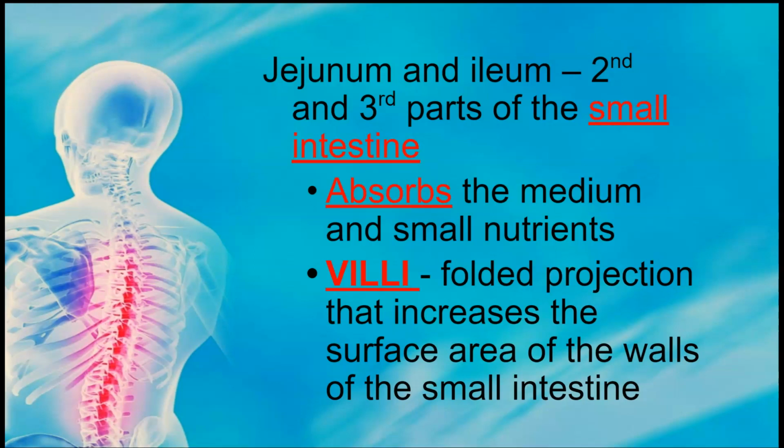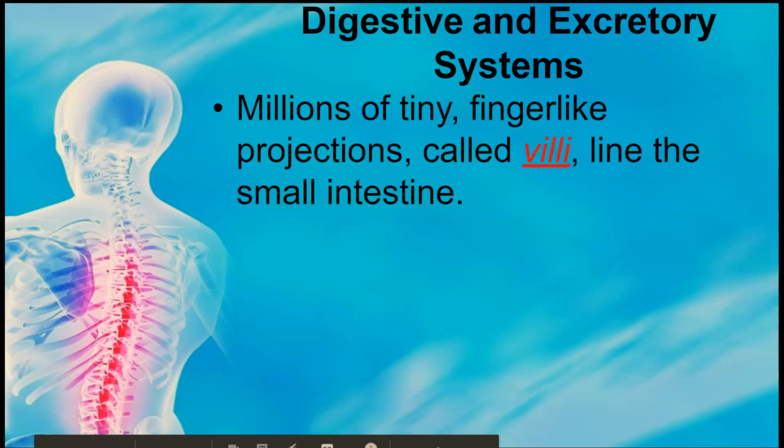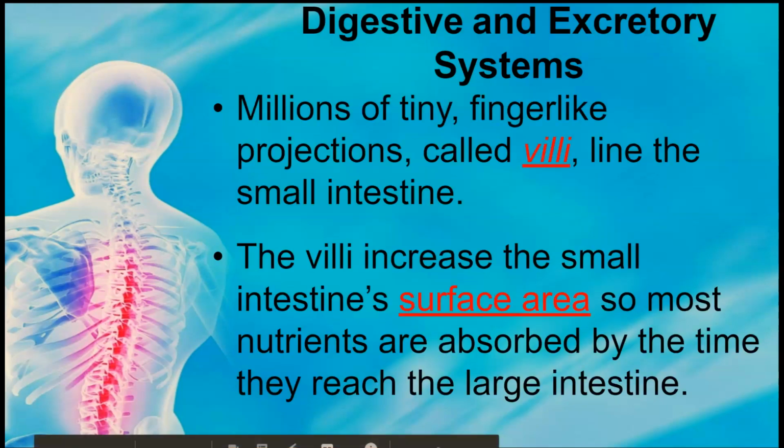So once you cross the barrier of the small intestines, that tube lining, now it enters into the capillaries in the bloodstream, which are right here in the villi. Folded projections that increase the surface area of the walls in the small intestine. They have blood vessels in them, and those blood vessels pick up the nutrients that have been released by digestion.